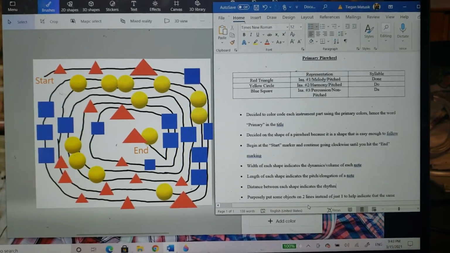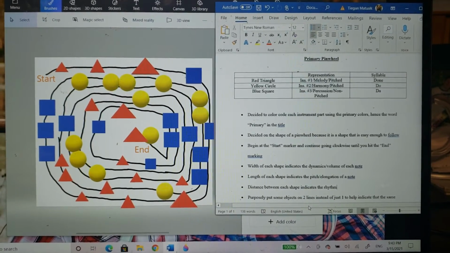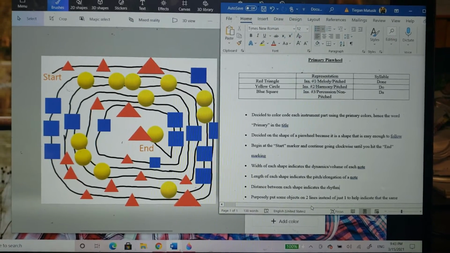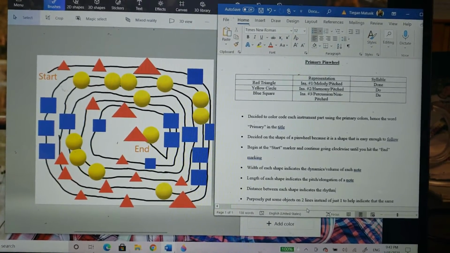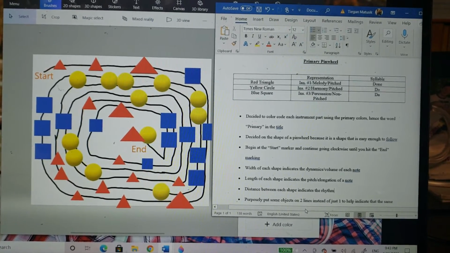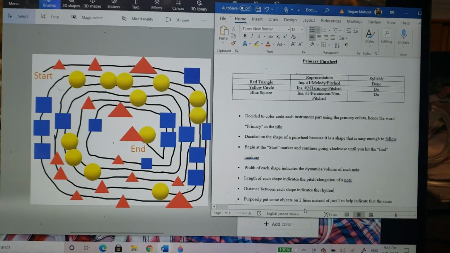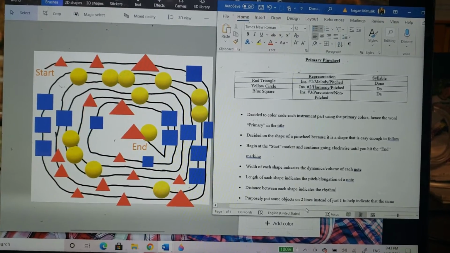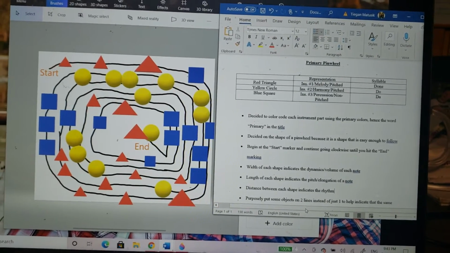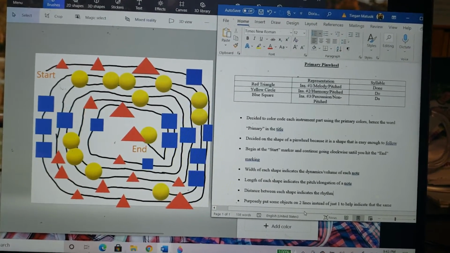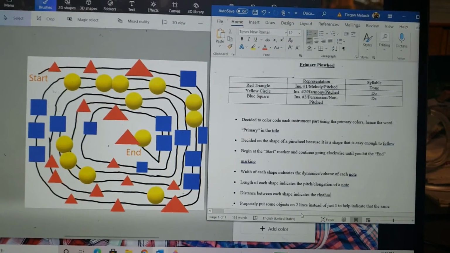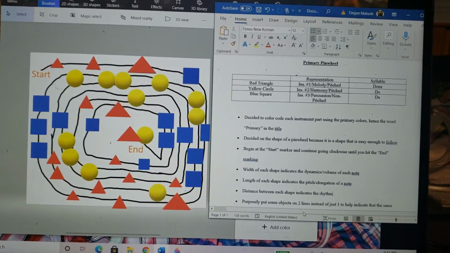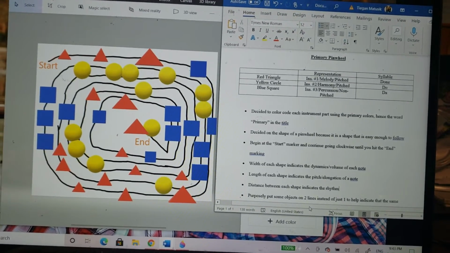The width of each shape indicates the dynamics or volume of each note. So some shapes are much bigger or shorter than others. And then the length of each shape indicates the pitch or how long a note will be played out.